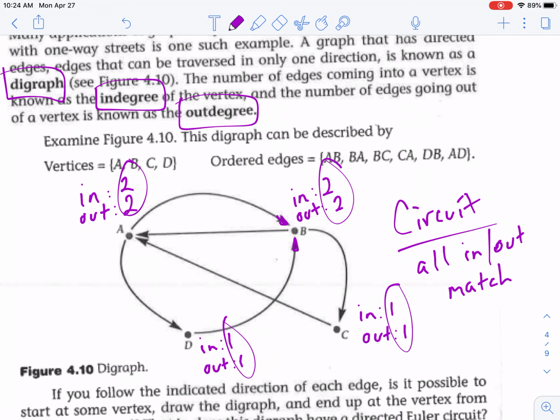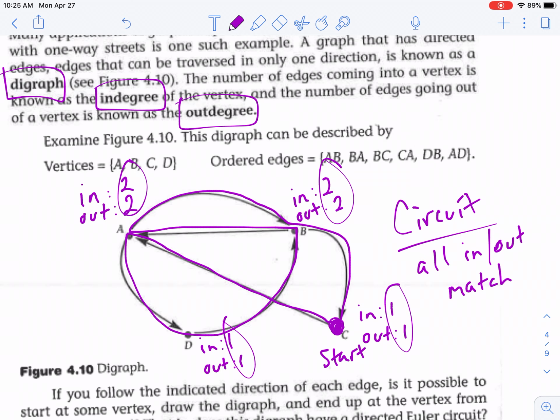Okay? Which means that you could start anywhere you want in this graph and you will get back to that same exact starting point. So like suppose I start here, point C. Doesn't matter where you start. If you follow the arrows, you will get back to point C. See that? We've traced over every single point, every single road, and we started and ended at point C, which makes this a circuit. So if all the ins and outs match each other, you will have a circuit. All right?